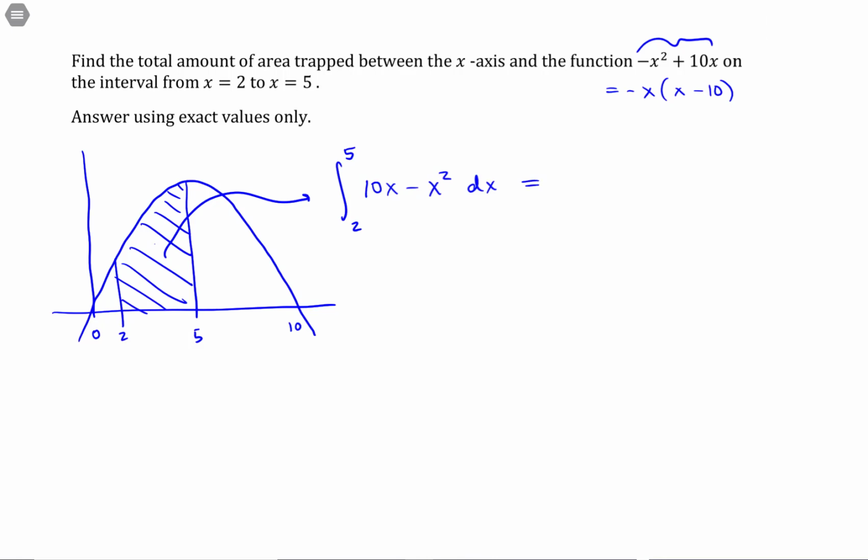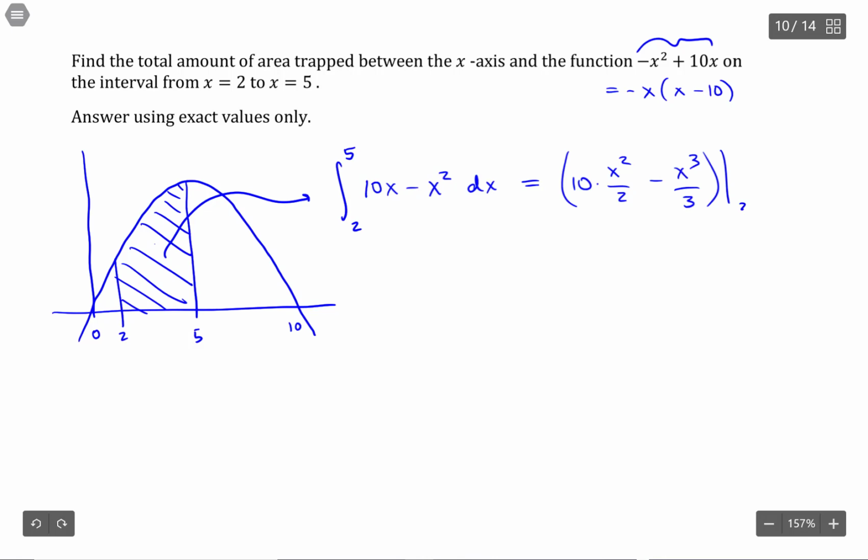Alright, so let's see. Finding an antiderivative is the first step. So this would be 10 times x squared over 2 minus x cubed over 3. Then we evaluate that antiderivative between 2 and 5. 2 goes into 10 5 times, so this is 5 times 5 squared minus 5 cubed over 3. And then we subtract 5 times 2 squared minus 2 cubed over 3.